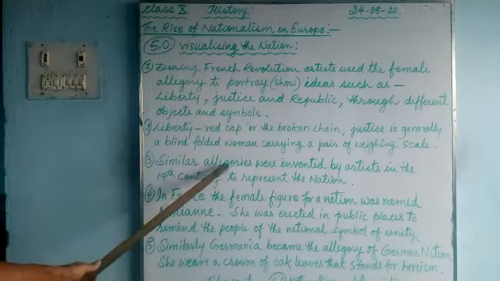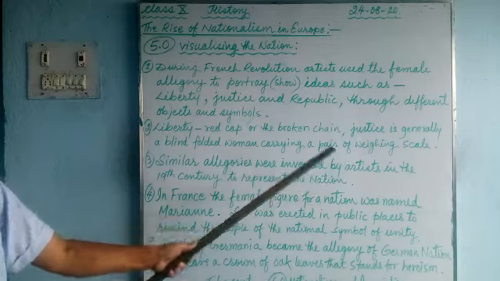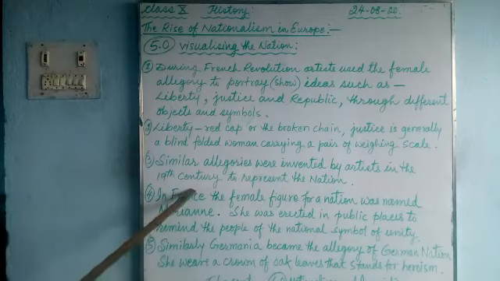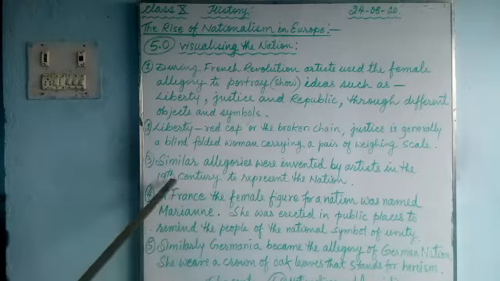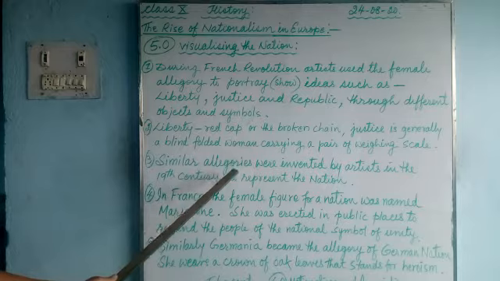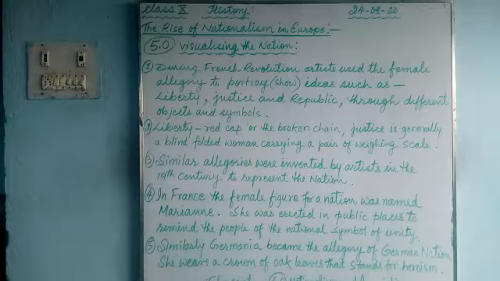Similar allegories were invented by artists in the 19th century to represent the nation. The nation has to be represented in a picture as a living being. That's called personification. We learned this in our previous class.